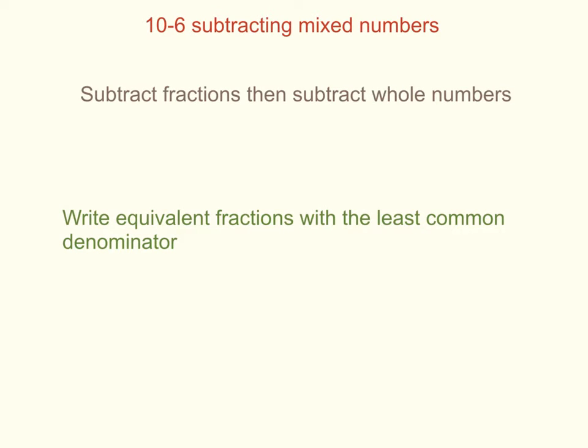10-6, subtracting mixed numbers. This process is exactly the same as adding mixed numbers. You subtract the fractions, then subtract the whole numbers. You want to use equivalent fractions, so you've got to get a common denominator for both of your fractions and then subtract them. If you get a fraction as an answer, that fraction goes in your final answer, and then you subtract the whole numbers to get your whole number answer.